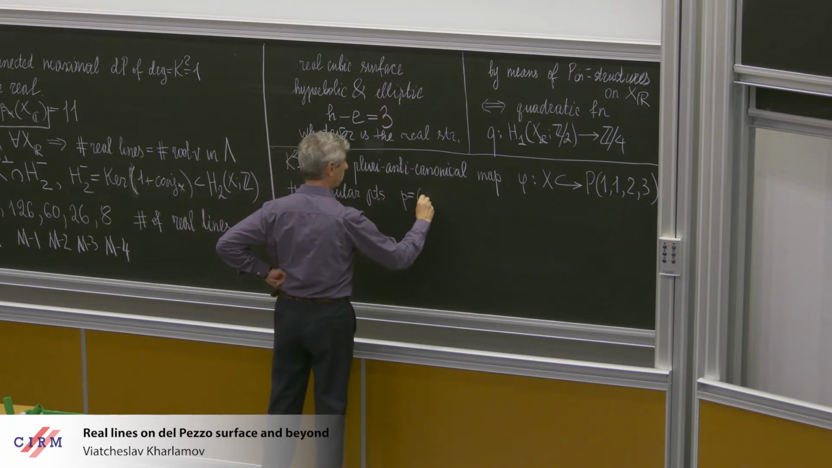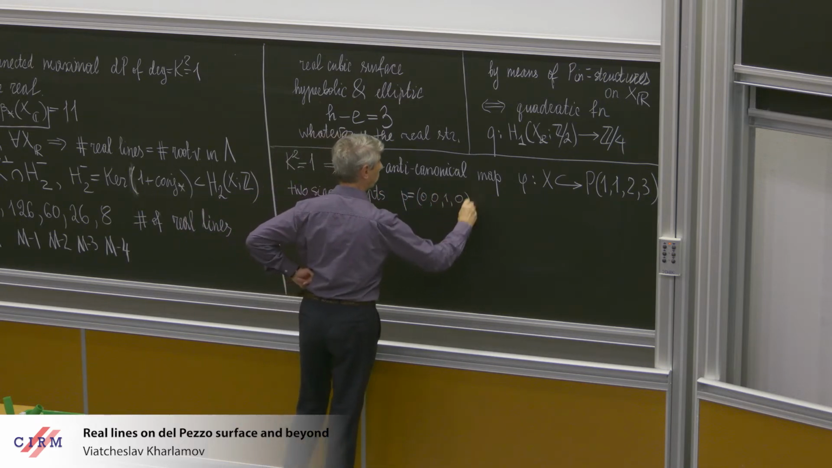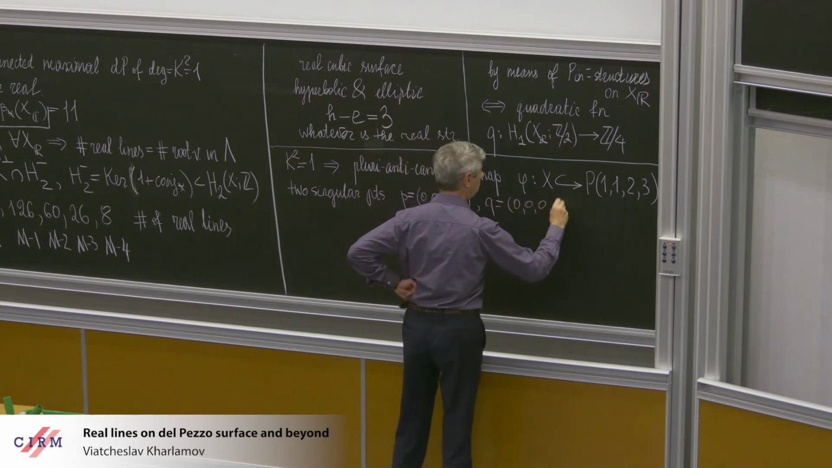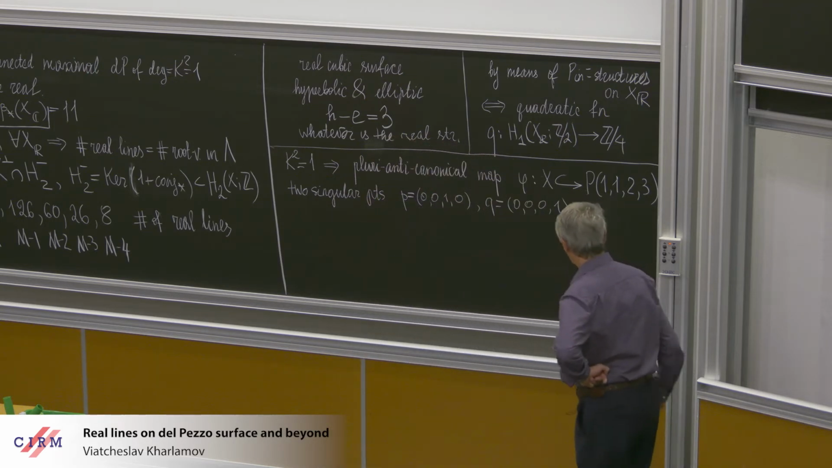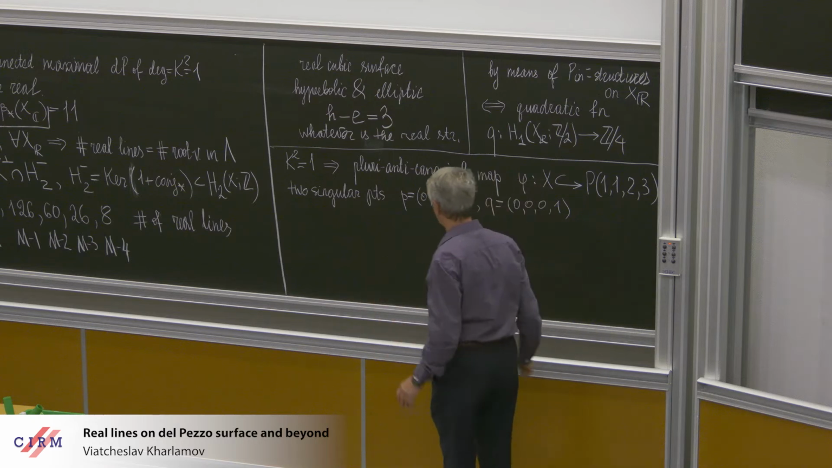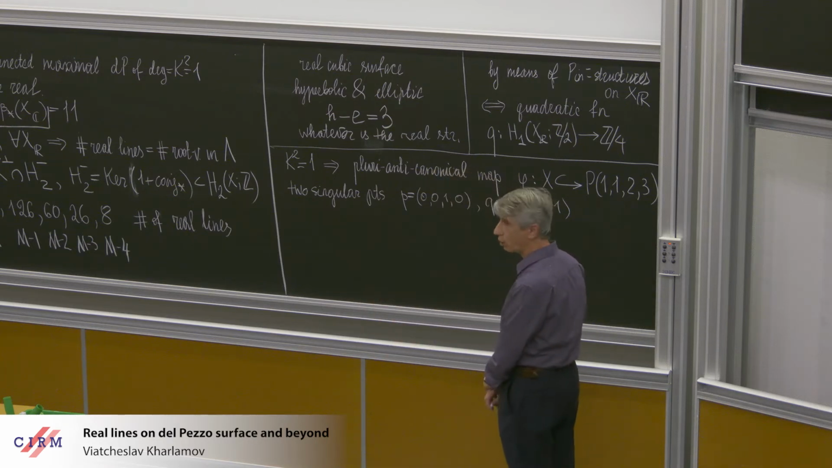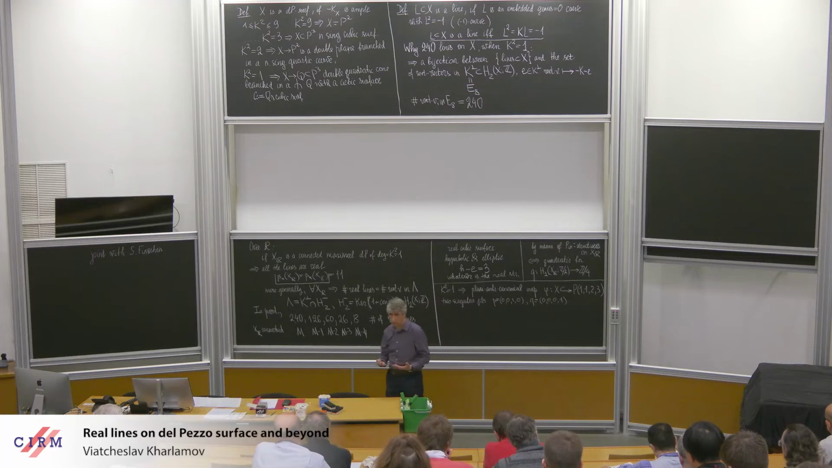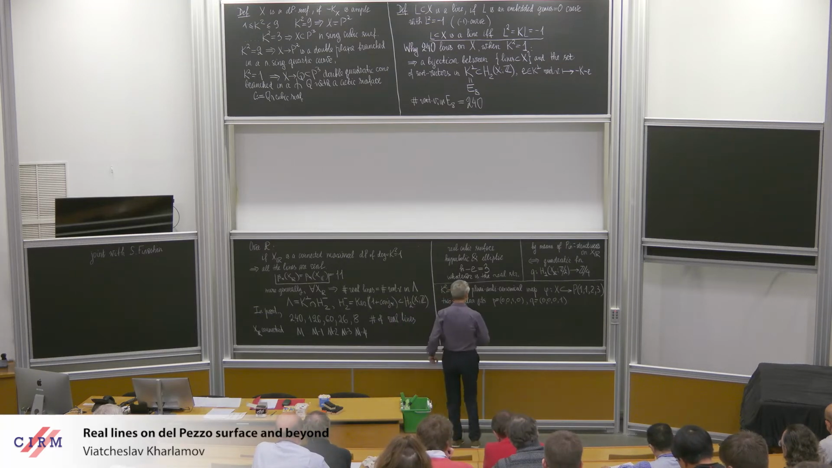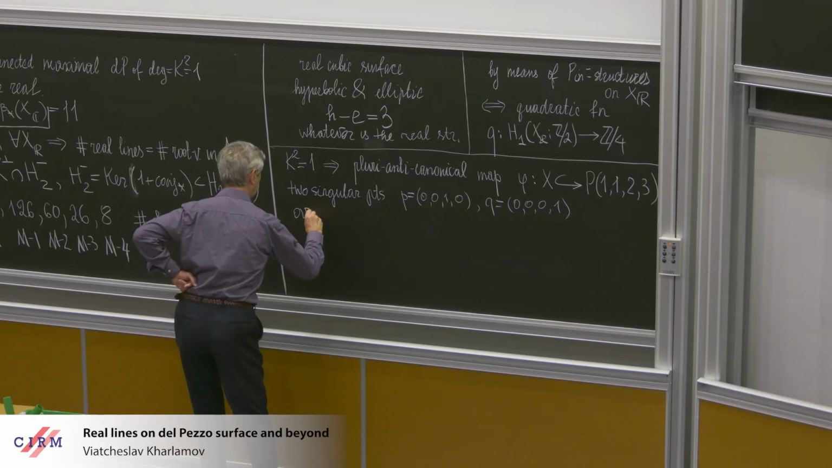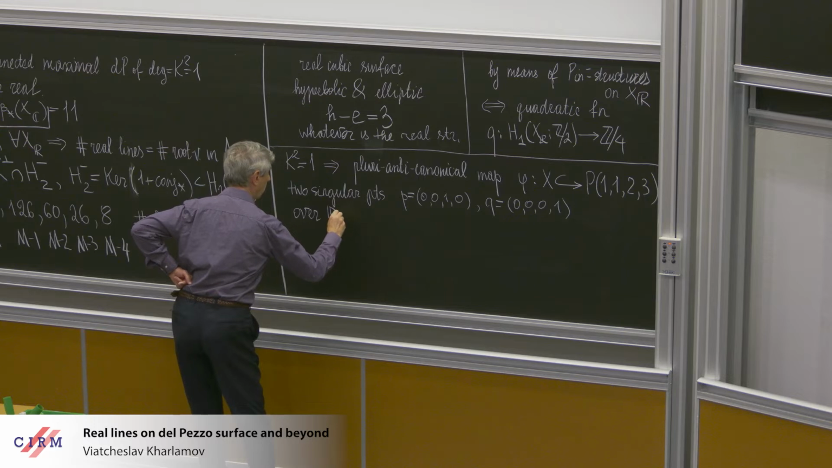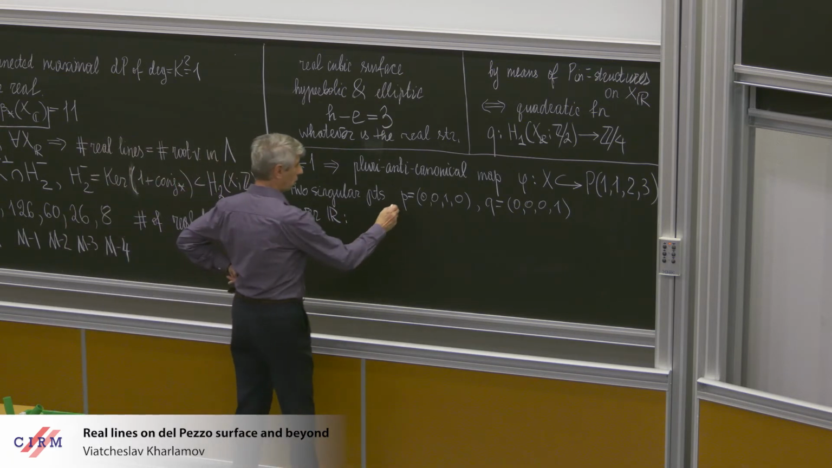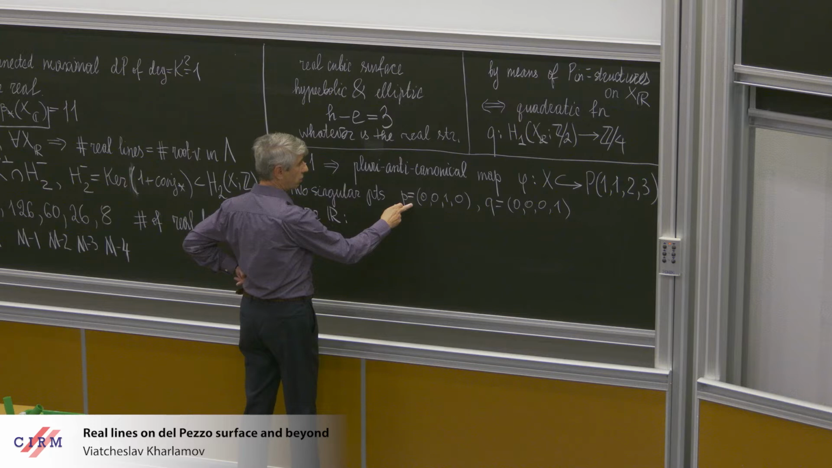One is 0, 0, 1, 0, and another is 0, 0, 1. Everything works over the real field, and even better. So over R, we observe the following, that only this one is this essential singularity.